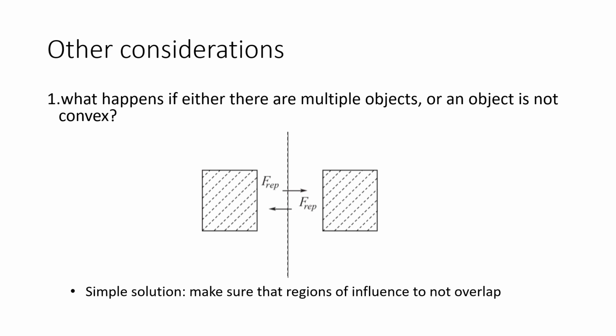There are certain other considerations as well. For example, what happens if you have multiple objects, and sometimes the objects may not be convex. In that case, you may not have the repulsive potential to be continuously differentiable. So in that particular case, you have to make sure that the regions of influence of the obstacles are not going to overlap with each other. Otherwise, there is going to be a discontinuity in the middle.